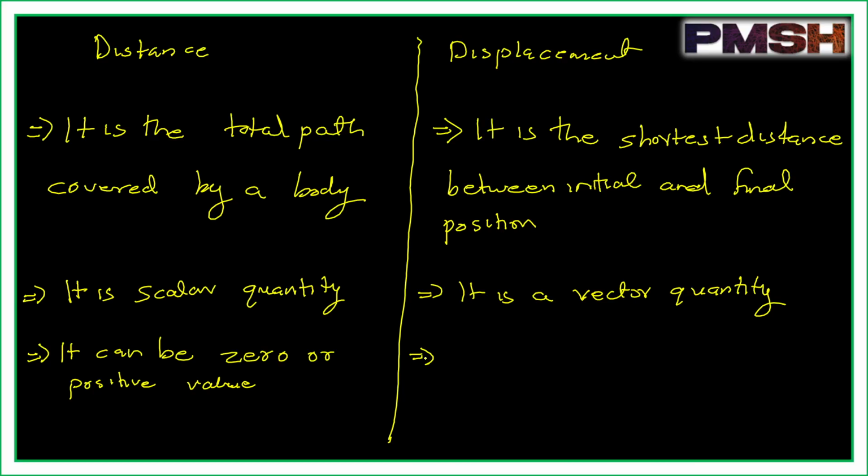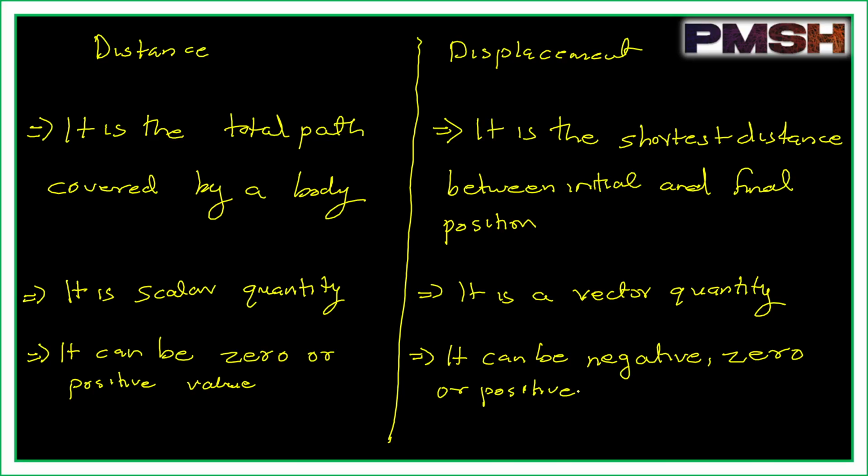Whereas displacement, it can be negative, because we have already learned the sign convention for vector quantity, right? We know displacement is a vector quantity, and when the body is traveling to the left or moving downward, as per the Cartesian sign convention, it is considered negative, right? So displacement can be negative, 0 or positive.